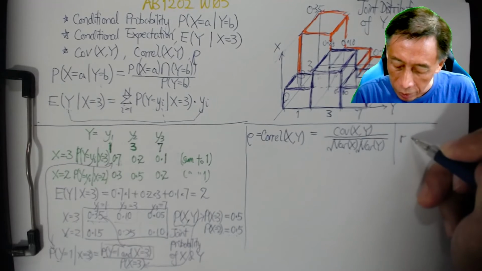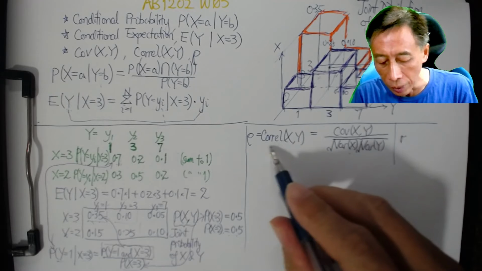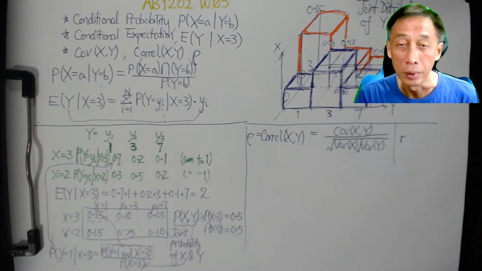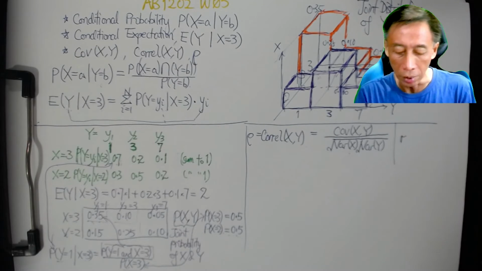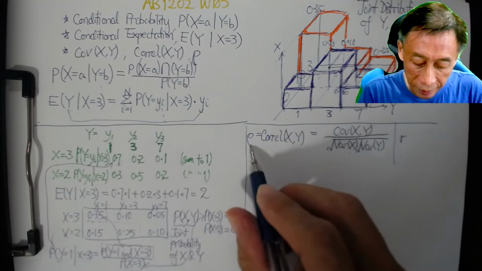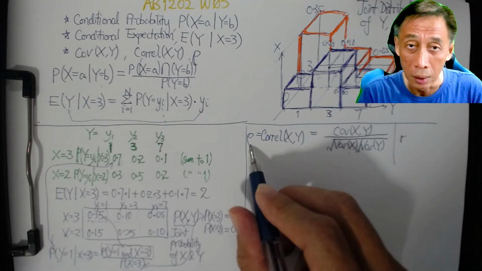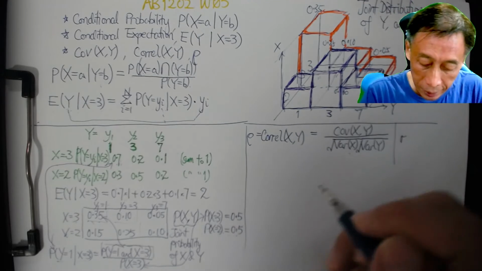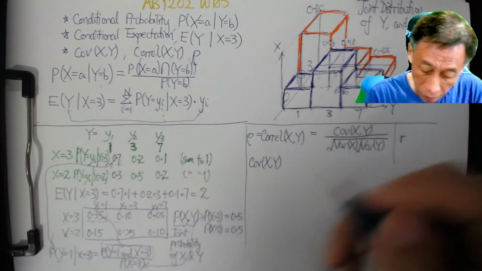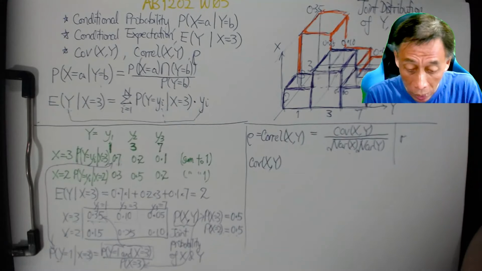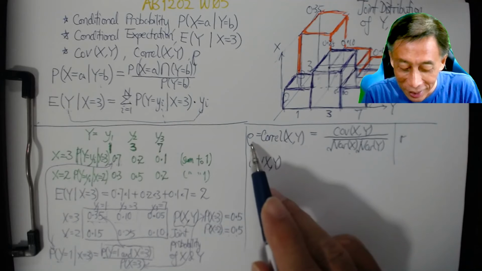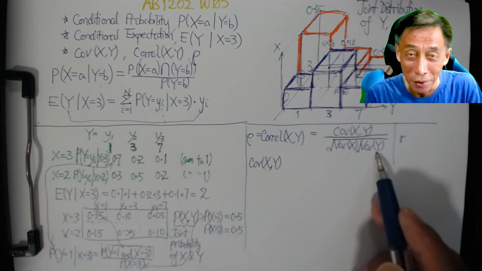The sample version is r. R is just r. We don't write a small r, we also don't use the capital letters. R is just r. And that's why you see a Greek letter: Greek letters always refer to the population parameters. Now we want to talk about, of course, what is covariance. Covariance of x and y will be defined by correlation times the standard deviation of x, the standard deviation of y.